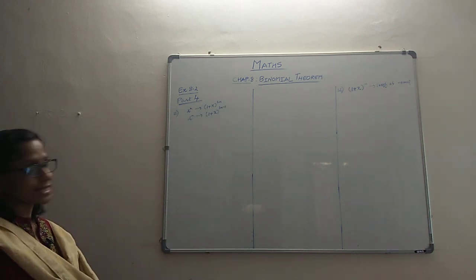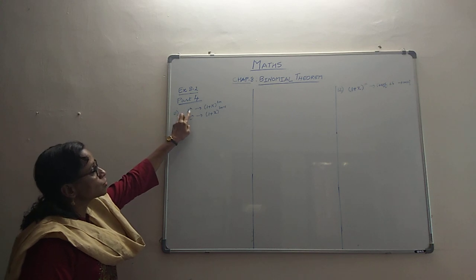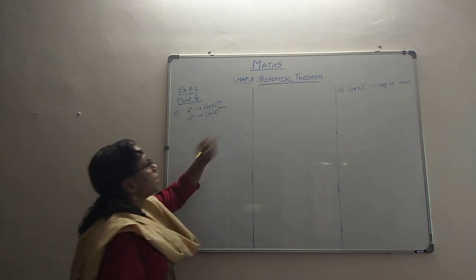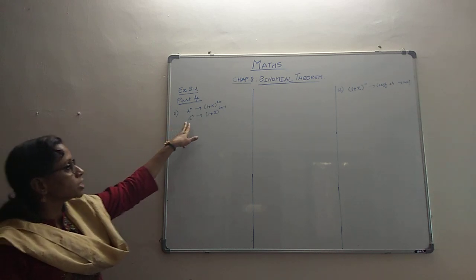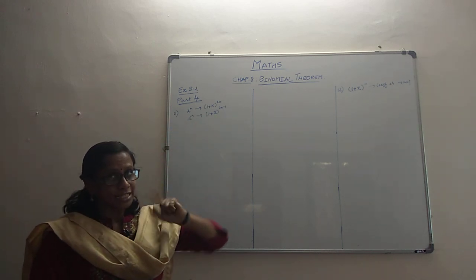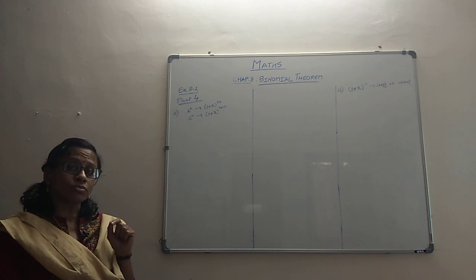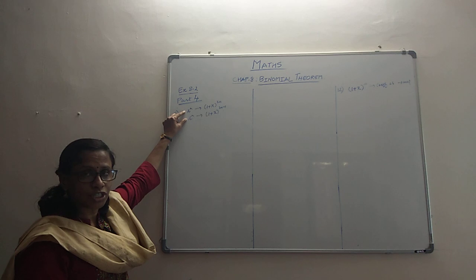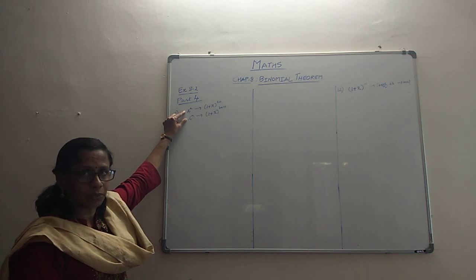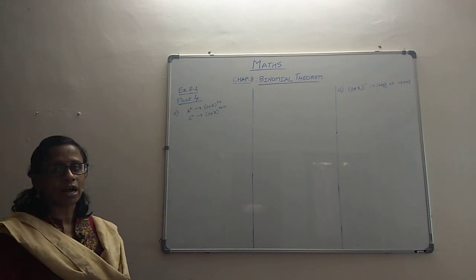The 11th question says that you should find out the coefficient of x raised to n in the expansion of (1 plus x) raised to 2n. You should also find the coefficient of x raised to n in the expansion of (1 plus x) raised to 2n minus 1, and we should be able to conclude that this coefficient is twice the coefficient of this. No problem, we will find it out and we'll see how it is coming up.